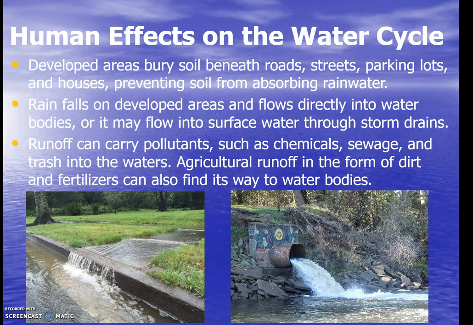So humans can affect the water cycle. Developed areas bury soil beneath roads, streets, parking lots, and houses, preventing the soil from absorbing rainwater. You might have seen water rushing down the street during a heavy rain near your house. As you can see in this picture, rain falls on developed areas and flows directly into water bodies, or it may flow into surface water through storm drains. This runoff can carry pollutants such as chemicals, sewage, and trash into the waters. Agricultural runoff in the form of dirt and fertilizers can also find its way to water bodies.